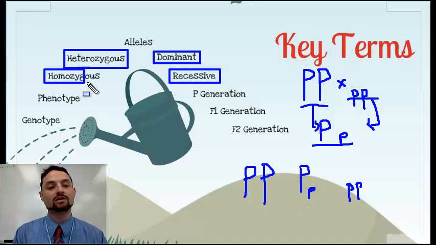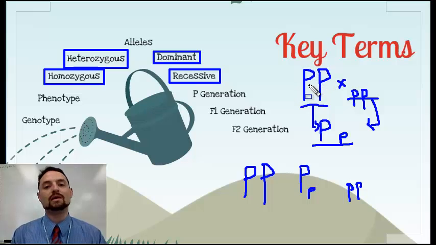The homozygous ones would be the ones that have the same. Homo means same. So big P, big P, they have the same allele for that trait. So that's homozygous dominant. Little p, little p here, that's homozygous recessive.